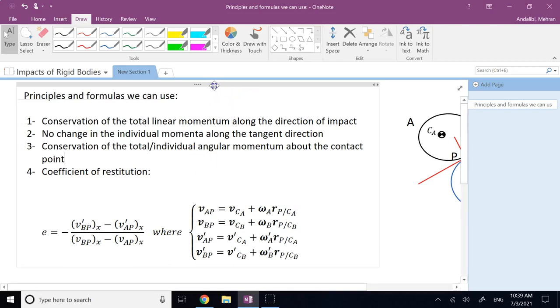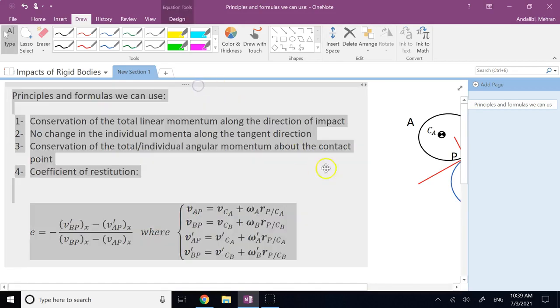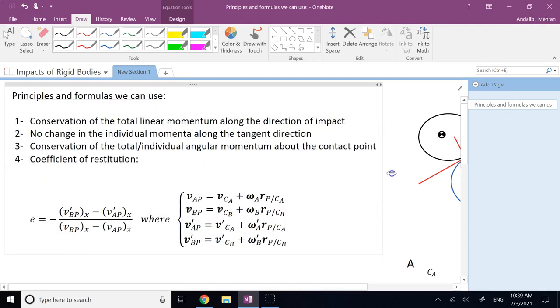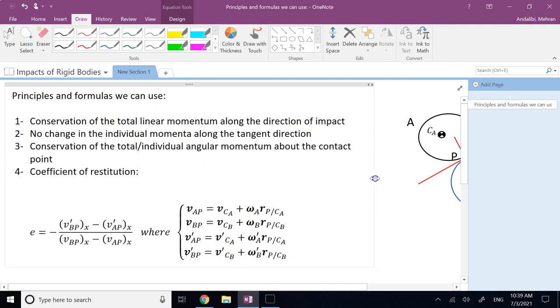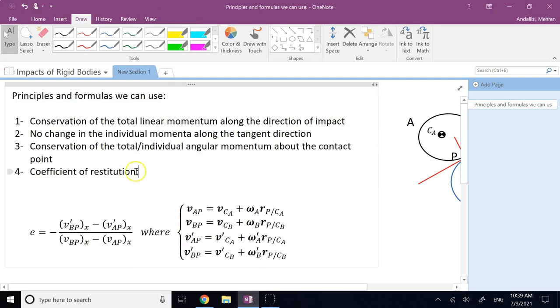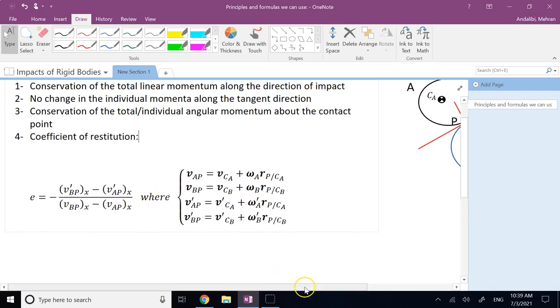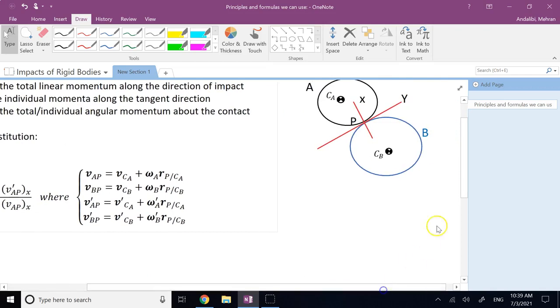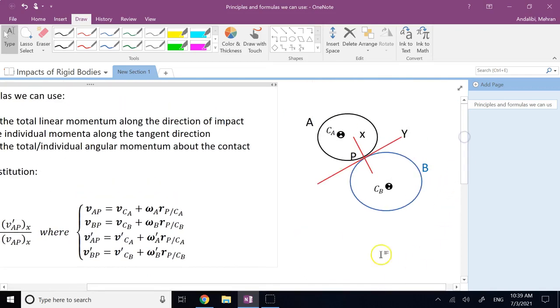Okay, that's definitely one of the ideal points to take a moment about. Okay, and finally we have the coefficient of restitution. Now, the definition of coefficient of restitution is important. So in the past we had two particles. These two particles hit each other.